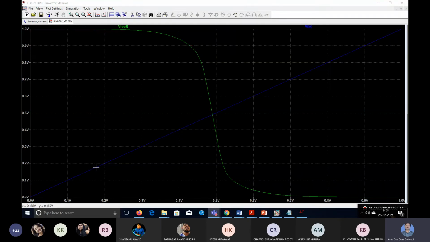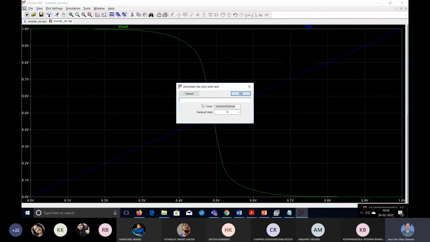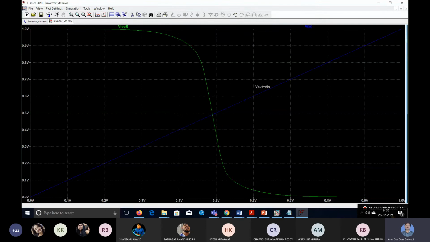This blue line is showing V out equal to V in. We can write here something, draw, then write the text. So V out equal to V in. This line is showing V out equal to V in.